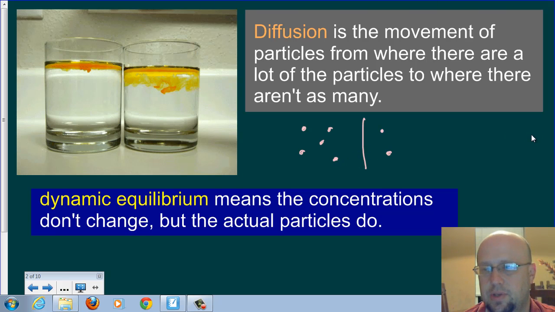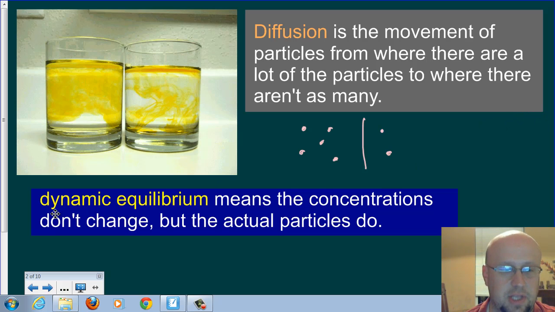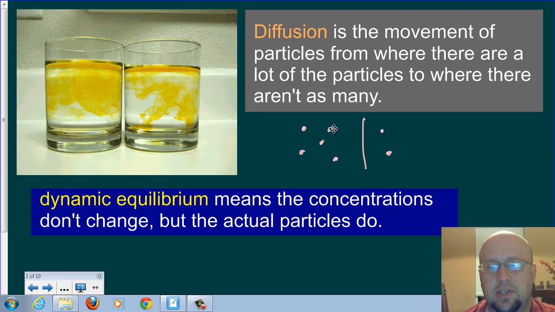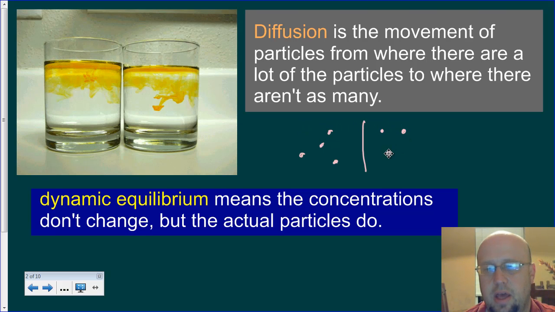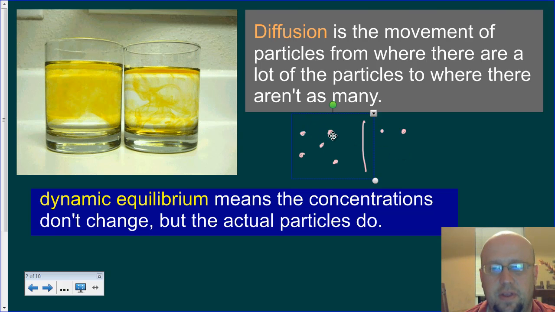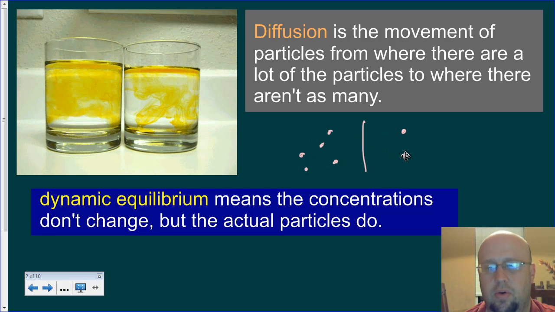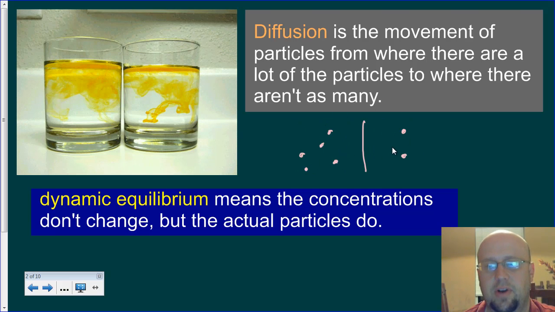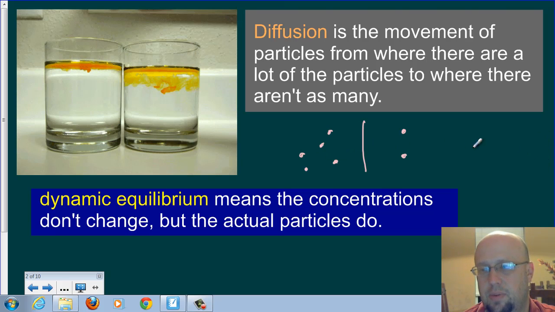And what's really weird about this is that it's not that nothing is moving. In fact, this stuff is always moving. That's what the dynamic part means. Dynamic means things are moving or in change. So let's say that I took one particle over here and moved it, and then I took another particle and moved it back, and that every so often that happened again. The concentrations on either side never changed. I had 5 over here and 2 over here the whole time, even though it wasn't the same molecules the whole time. This is what we call dynamic equilibrium.